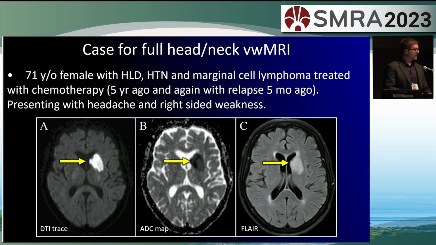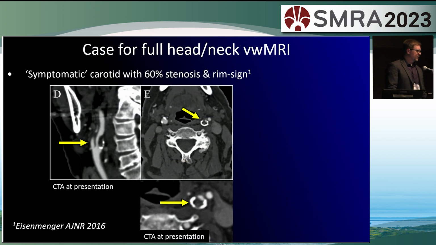So this was an older patient. She had atherosclerosis risk factors, including hyperlipidemia and hypertension, but she also had a history of lymphoma. She was treated with chemotherapy, and she came in with a left lenticulostriate distribution infarct. On CTA, we saw this rim sign, and we thought, oh, this would be a great patient for our study. We recruited her to get a preoperative MRI. She was going to go to endarterectomy based off of this.